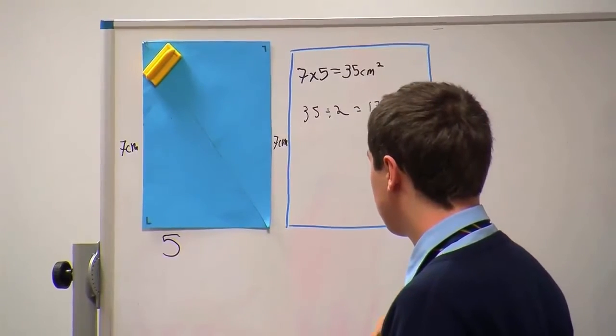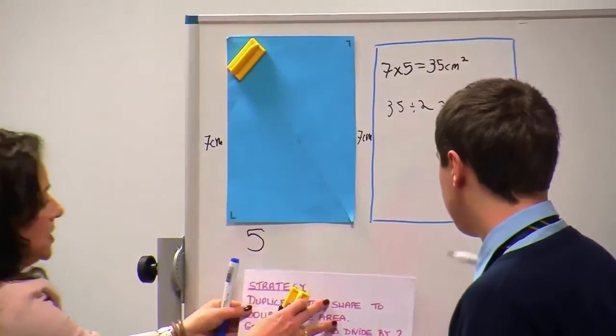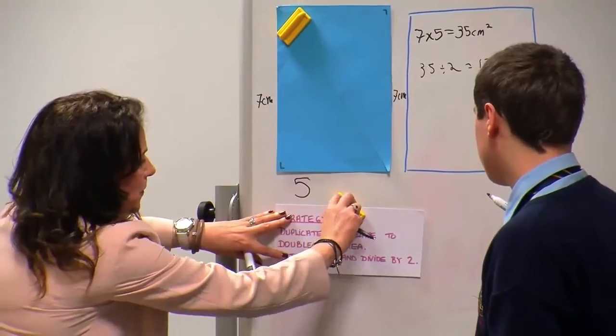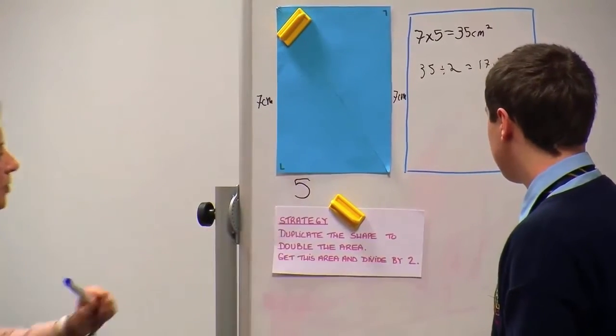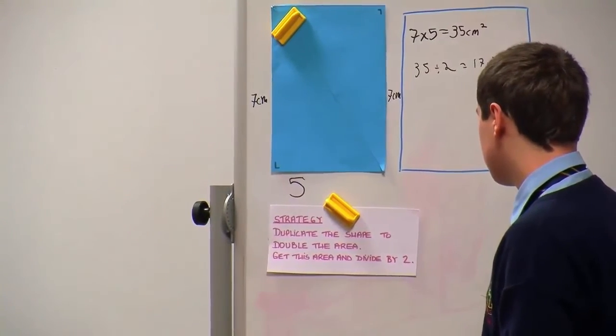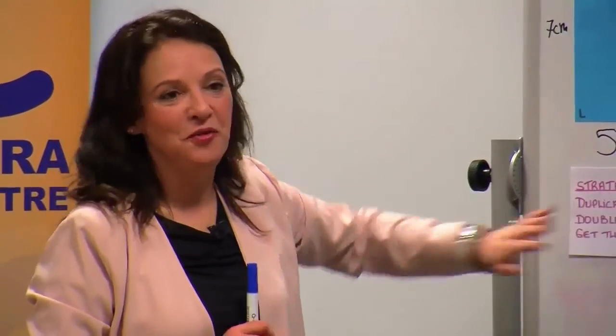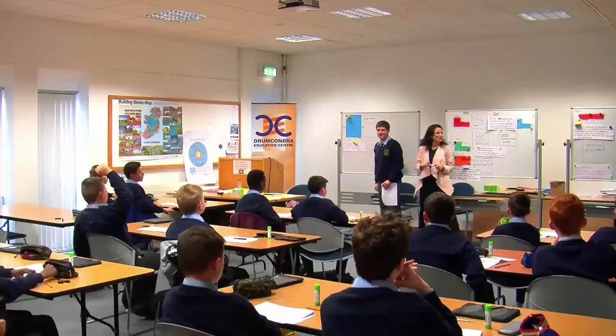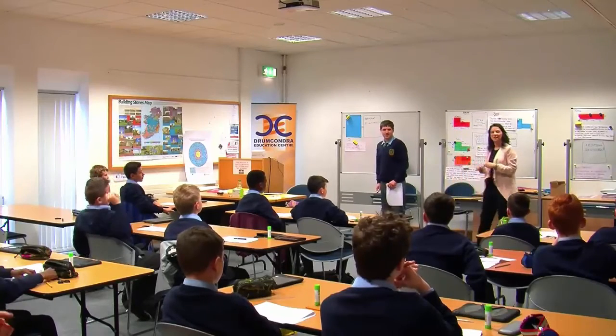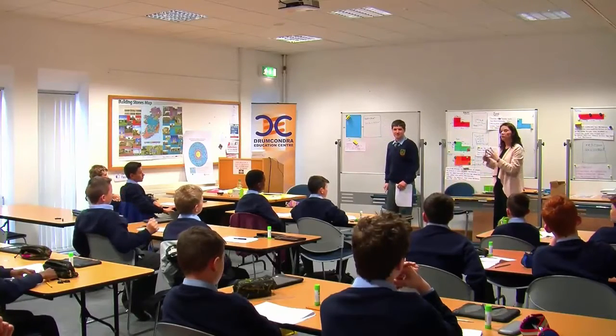Okay, so would it be true to say that you duplicated the shape? Yeah. And I doubled it, then divided the area by 2. So you've duplicated it into a shape, doubled the area, and then divided by 2. How many of you in the room actually used that strategy where you duplicated the shape?